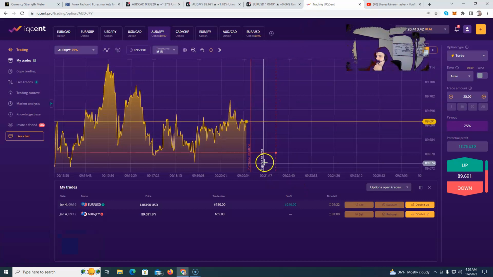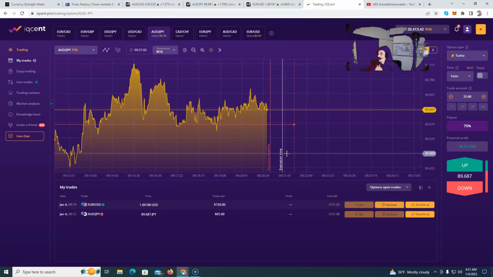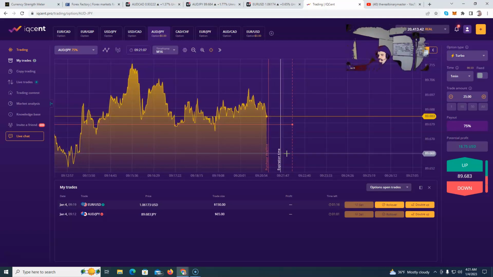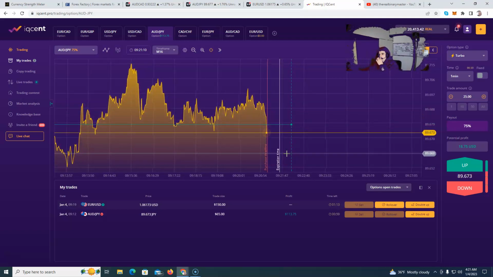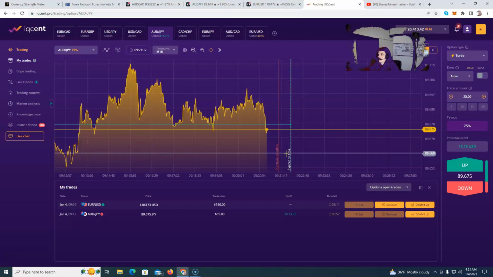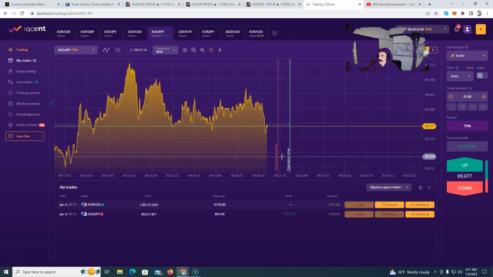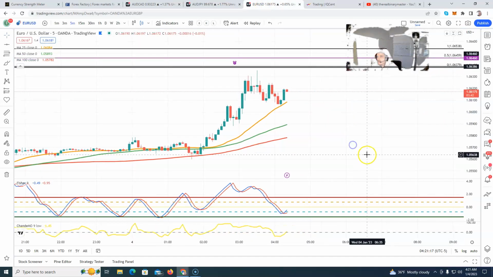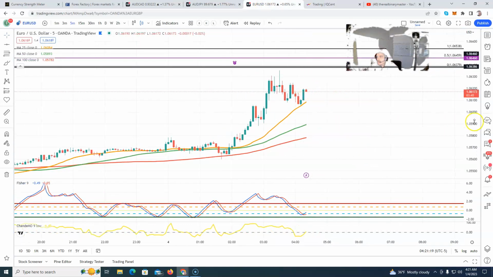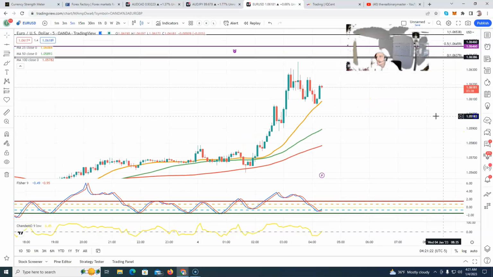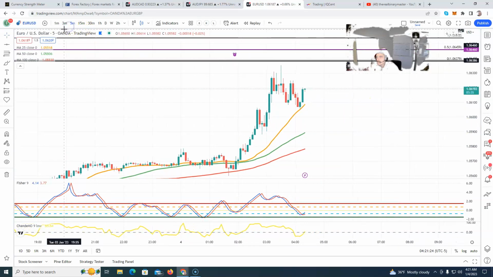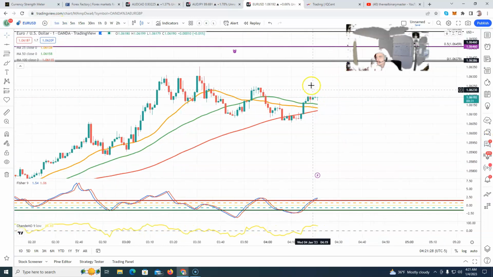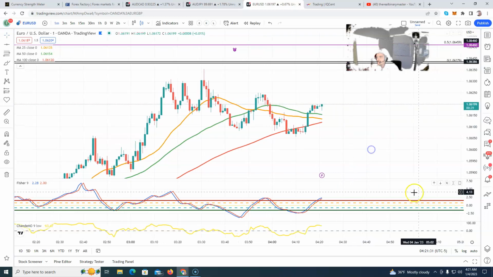JPY's got 1 minute 10 seconds left. Slightly out of profit, guys. So now we're back in profit. Let's check out Euro USD. We're going to get that push up on USD soon.